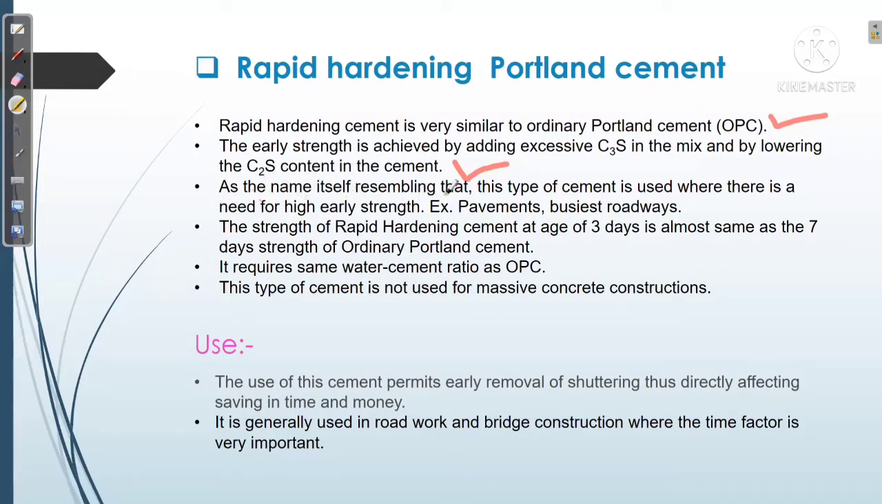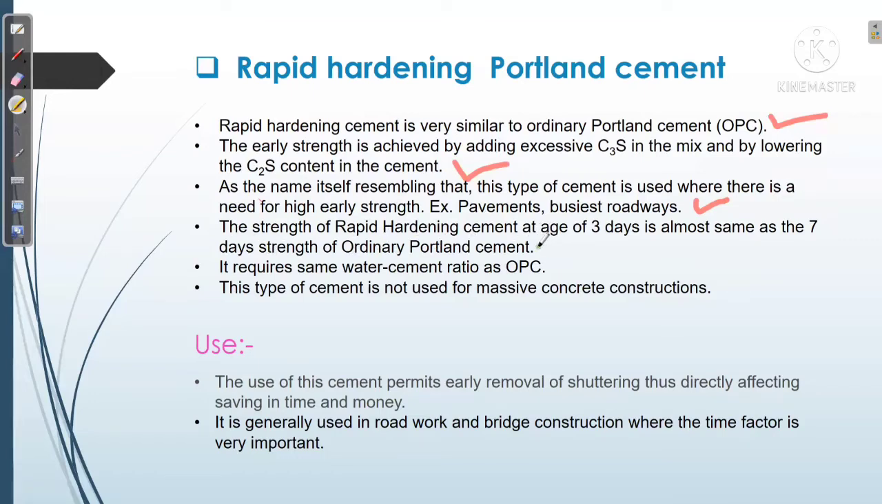As the name itself indicates, this type of cement is used where there is a need for high early strength, such as pavements and busiest roadways. Where we have some limitations on the duration of construction, that time we can use this kind of rapid hardening cement.